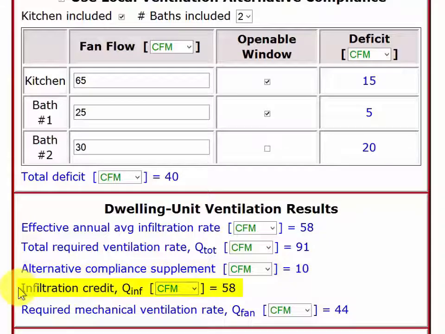Next is the infiltration credit. This comes from our blower door test also, and it is Q-inf for infiltration. So we have 91. We add the alternative compliance supplement to that. We subtract the infiltration credit amount. This is the amount that is coming from natural air leakage, and the remaining amount is the required mechanical ventilation rate, or Q-fan. For this example, that is 44 CFM.